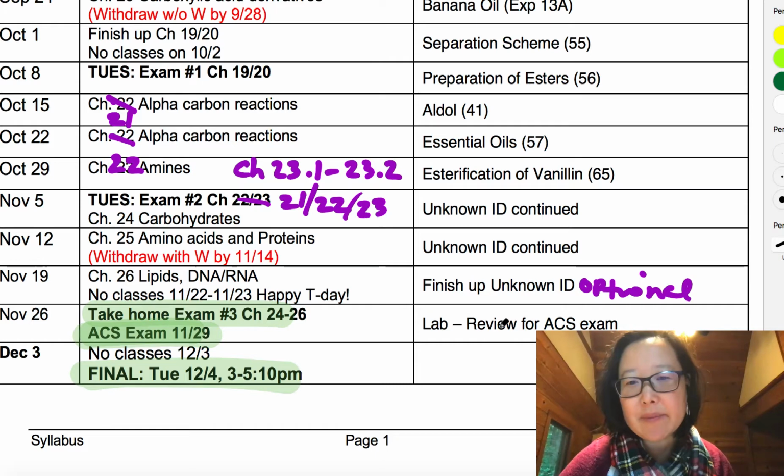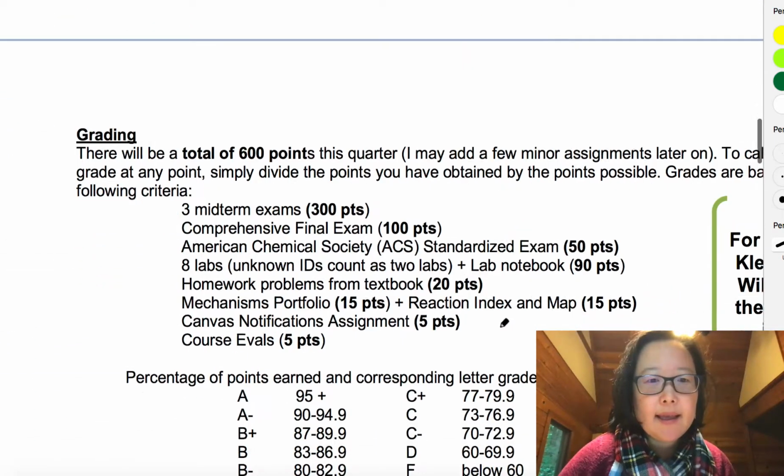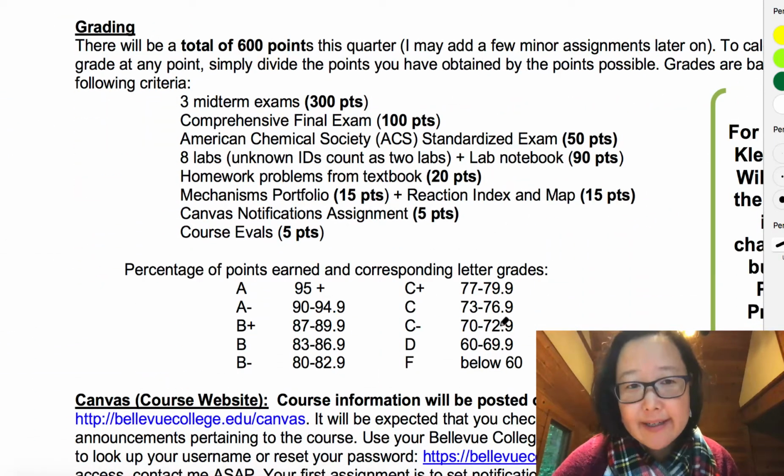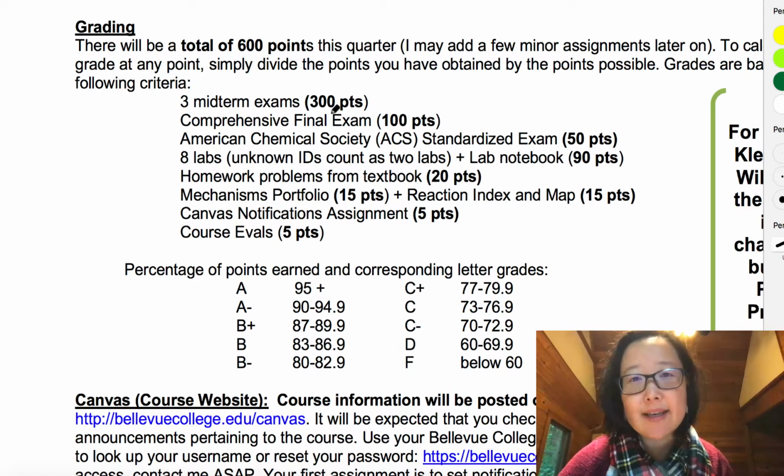But please do talk to me if you can't make it that day. So our grades are going to be based on 3 midterm exams, one of which is a take-home exam. Comprehensive final weighs the same as the other exams. I'm not dropping any exams though, so if you can't make it to one of the exams, please let me know. For you guys, you are going to schedule your exams separately, so we'll talk about that.